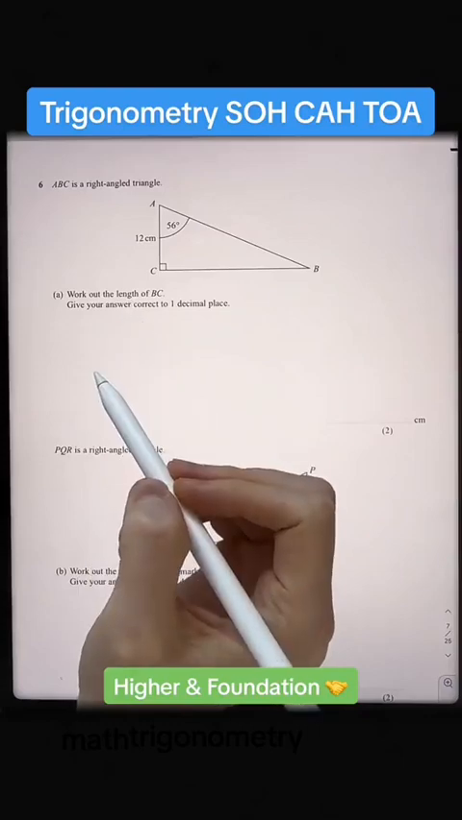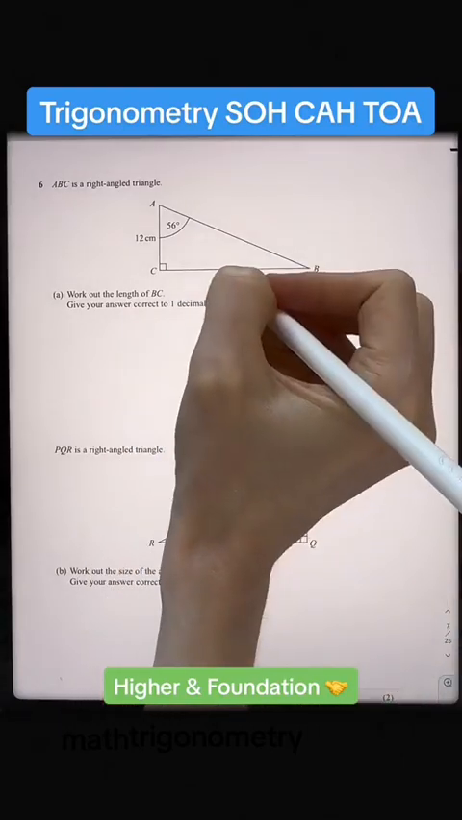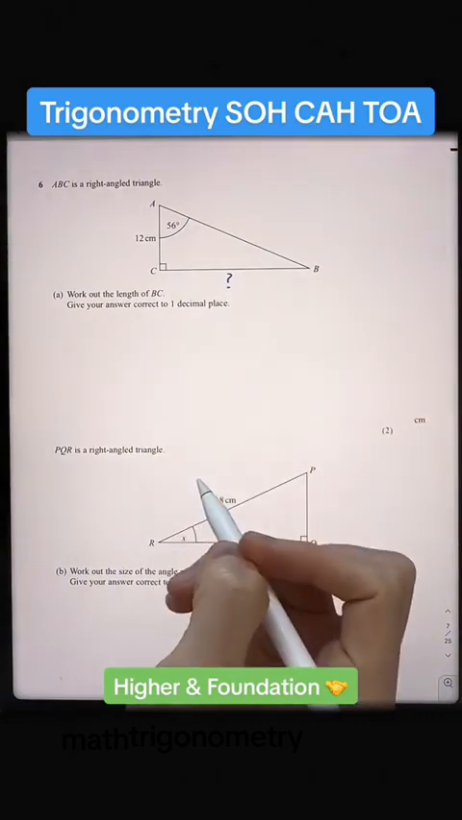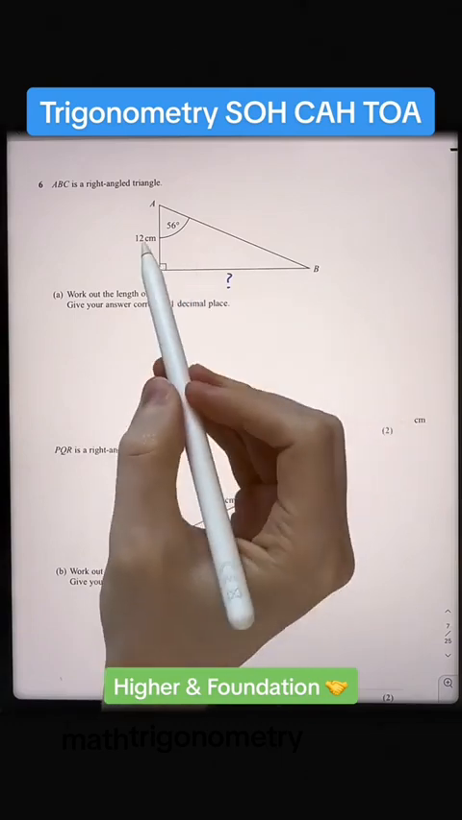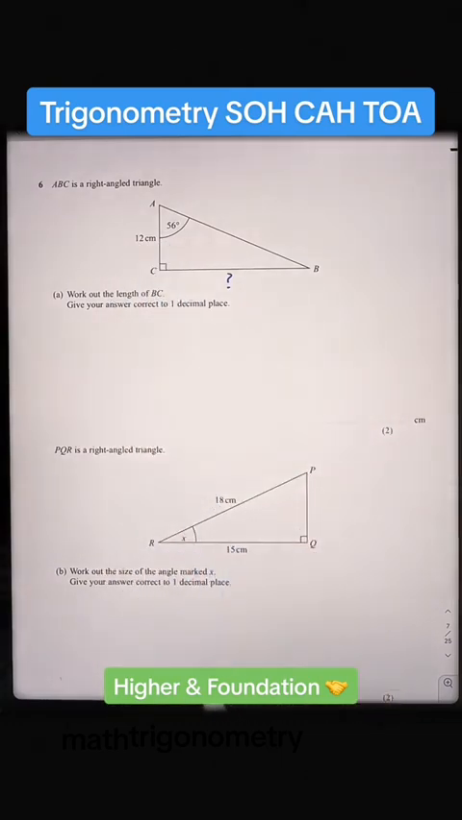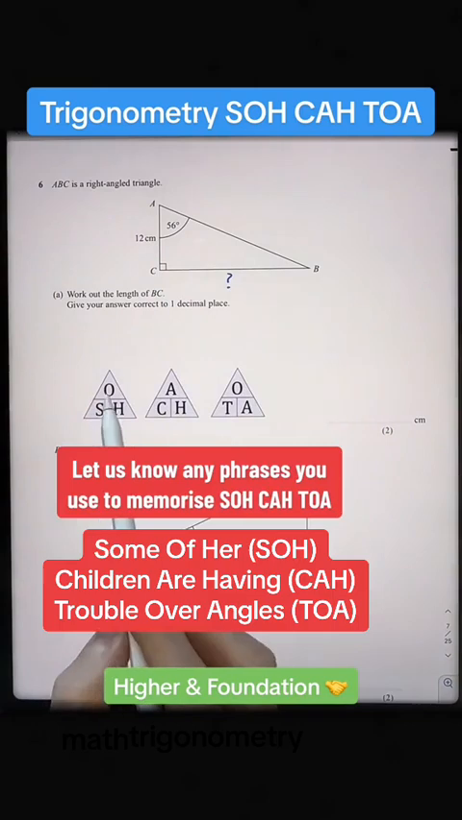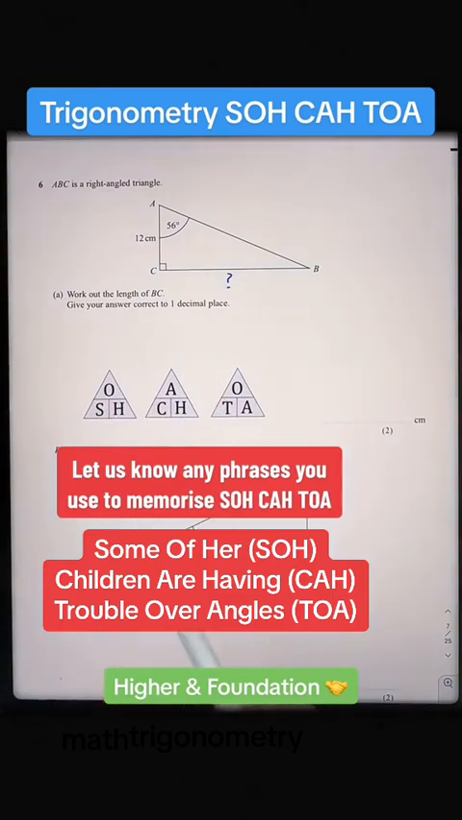Here I'm asked to work out the length of BC and to give my answer correct to 1 decimal place. I know I'm applying SOHCAHTOA as it's a right angle triangle and I'm only given one side and an angle. Therefore, writing down my formula, i.e. SOHCAHTOA, always the middle letter goes on the top.